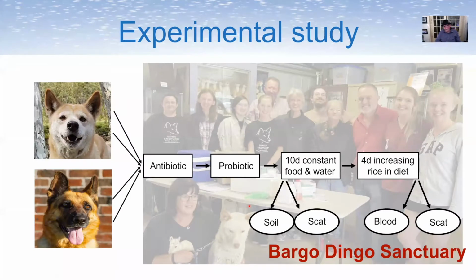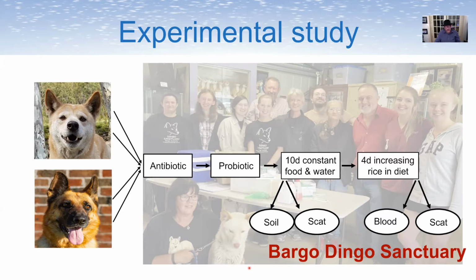Based on that result, we decided to construct an experimental study. We used 2 dingo sanctuaries and the 2 German Shepherd kennels. These were all within about a 100-kilometre radius, so the environments were very similar. What we did was that we fed them an antibiotic to reduce the microbial diversity. We then fed them probiotics over the next 2 days to colonise their microbial systems.